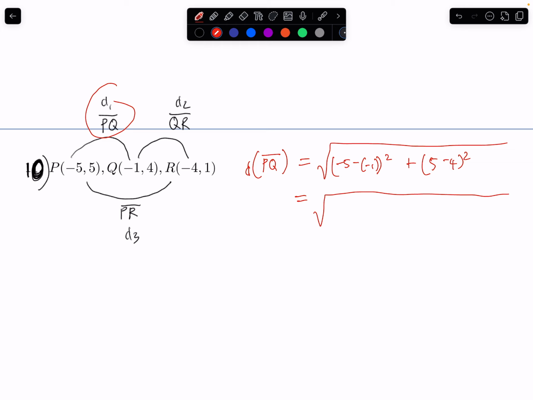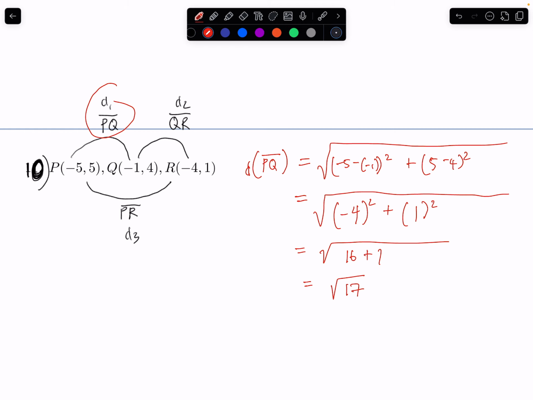-5 minus -1 is -4 quantity squared. 5 minus 4 is 1 quantity squared. So in the end, I have square root of 16 plus 1, which is the square root of 17. Okay, that's my first distance. Second distance is QR. We'll do that one in this new blue color. This is the distance of QR as a segment.